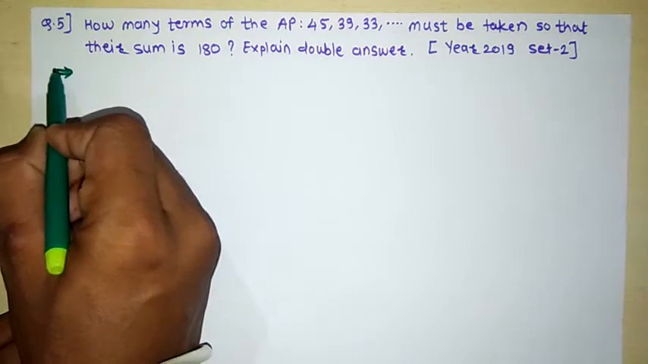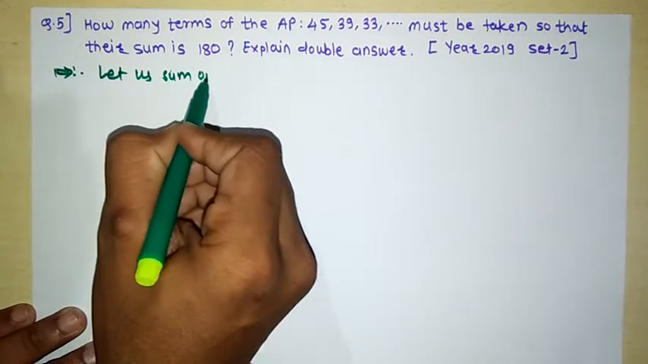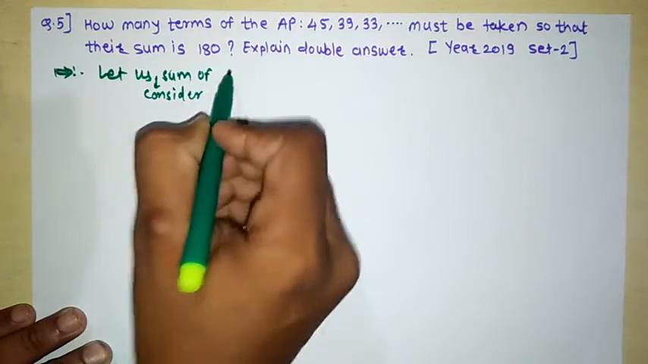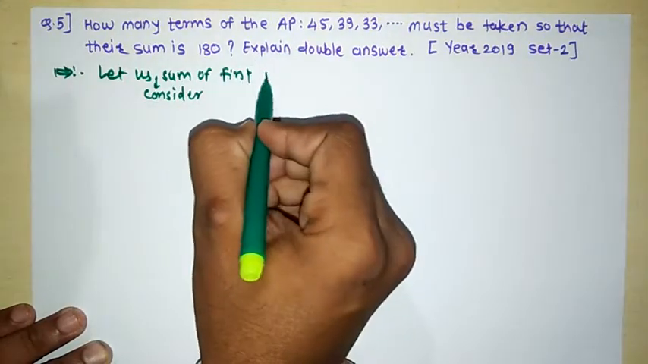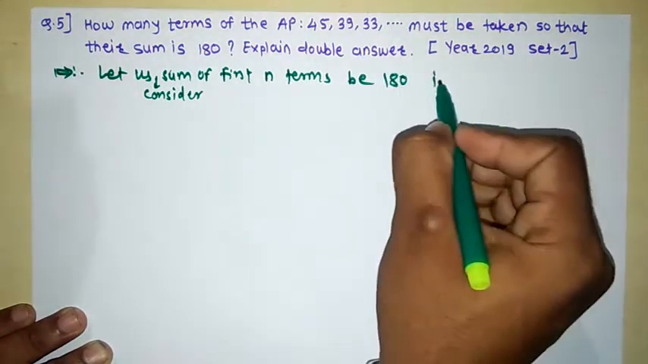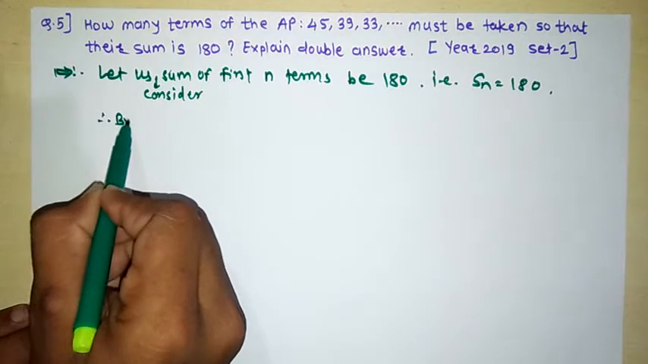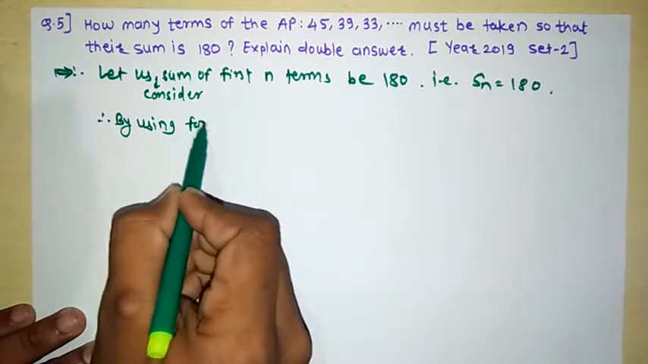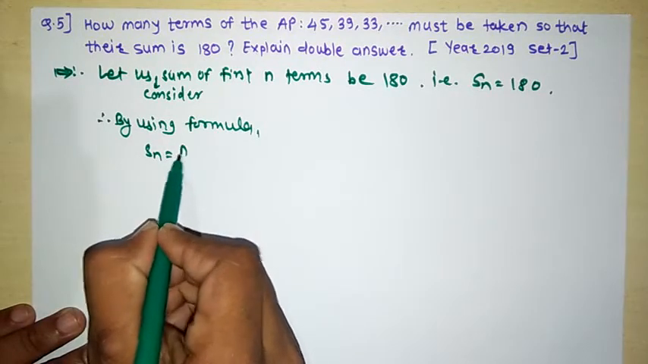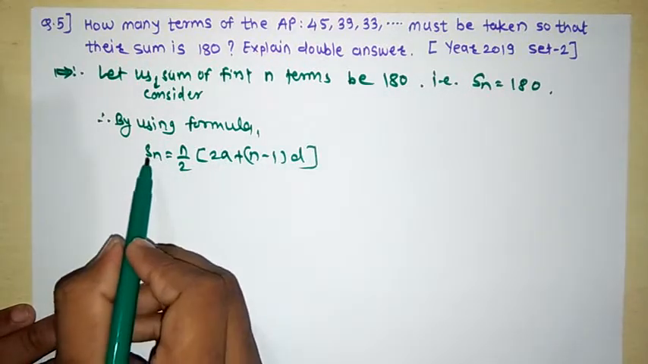Therefore see here solution. Let us consider the sum of the first n terms to be 180. That is Sn is equal to 180, we have to consider here. Therefore by using the formula, Sn, that is the sum of the first n terms, is equal to n by 2 into 2a plus n minus 1 into d. This formula you know.